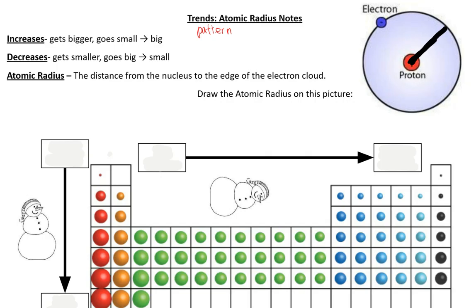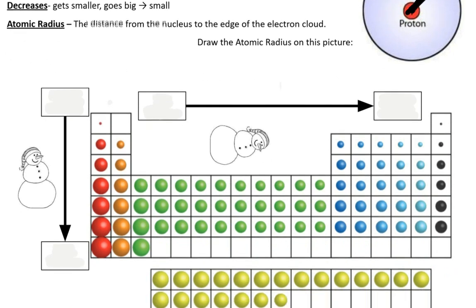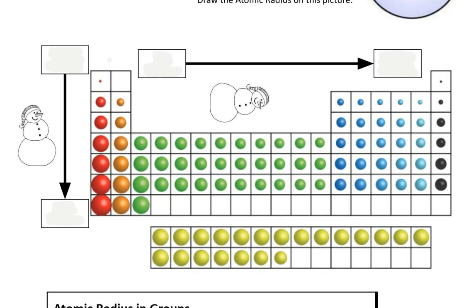So make sure you draw this on your diagram so you remember what an atomic radius looks like. It looks just like the radius of a circle that you learned in geometry. So you got it. Okay, so here is the trend, here is the pattern on the periodic table. As long as you can remember what a snowman looks like, you can do this pattern. So I'll even sing you the song. Do you want to build a snowman? If you can do that, you can do this pattern.